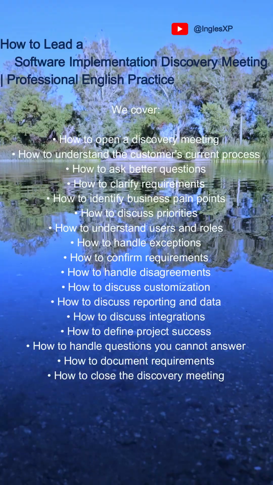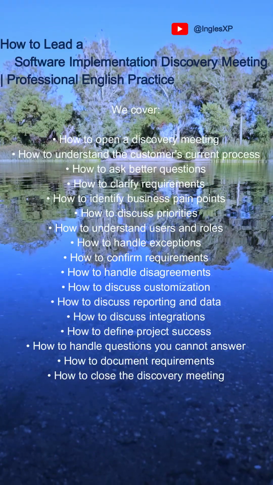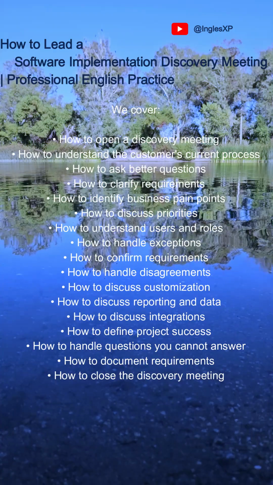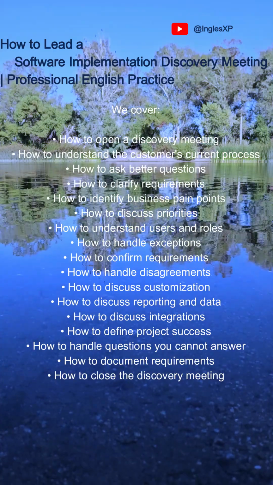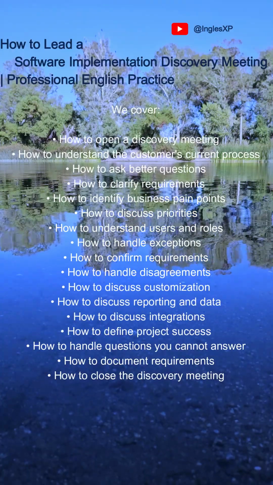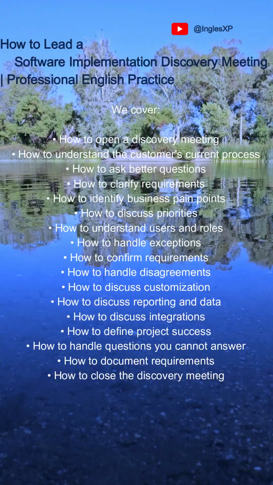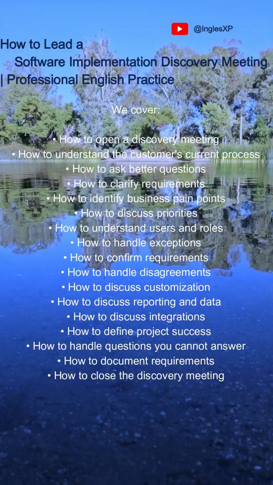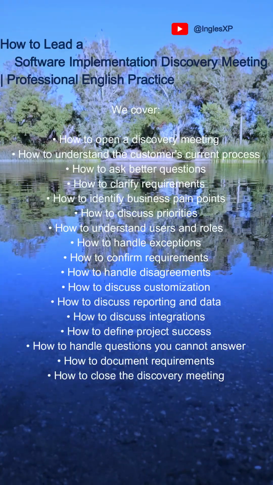Section 2. Understanding the current process. Now that we have opened the meeting, let's start with the current process. One of the most important rules in discovery meetings is this. Understand the current process before discussing the future solution. A good question is, could you walk me through your current process? Notice that we are not asking, how should the process work? We are asking, how does it work today? That difference is very important.